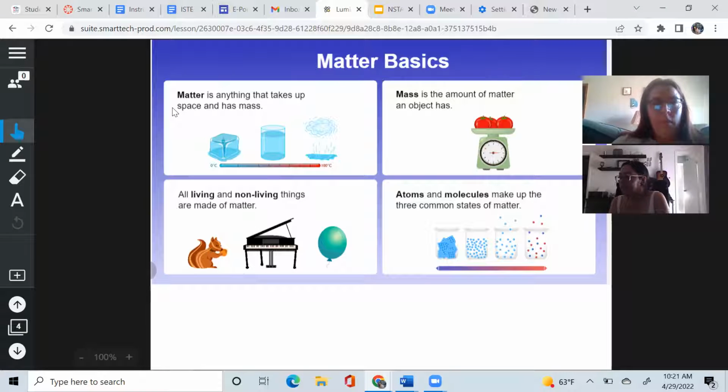Okay, and then we go into just a quick overview of some matter basics, since that's some of the prior knowledge. It has a couple of matter facts and goes over what it is and what it's made of, with atoms and molecules.